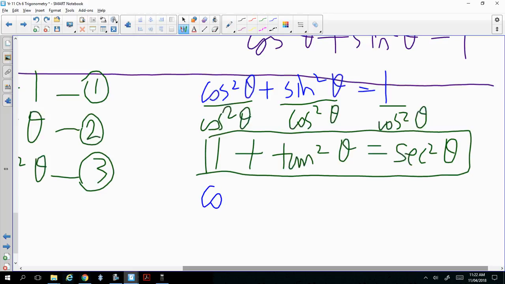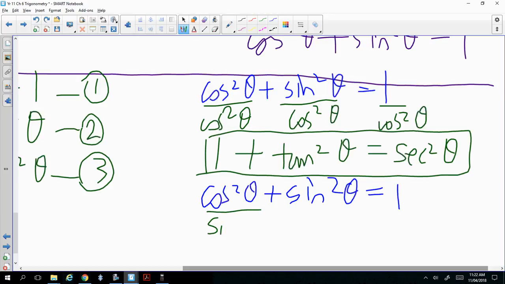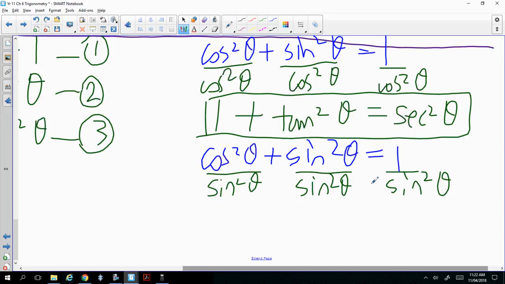I'm going to divide everything by sine squared. That will give you something else. Divide by sine squared. Now what's cos squared over sine squared? Cot squared. What's sine squared over sine squared? 1. What's 1 over sine squared? Cosec squared. But it's not hard to remember because the co matches with the co, right? And the non-co matches with non-co. So you see the co with the co, and then the other one doesn't have a co.